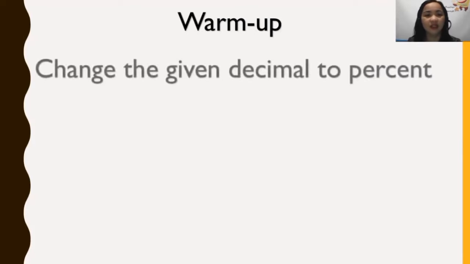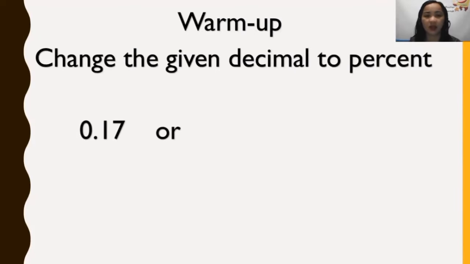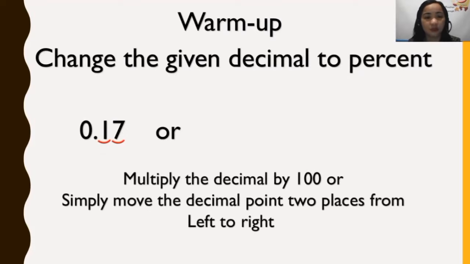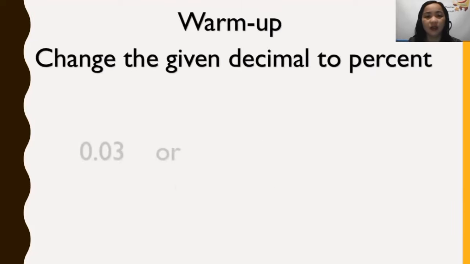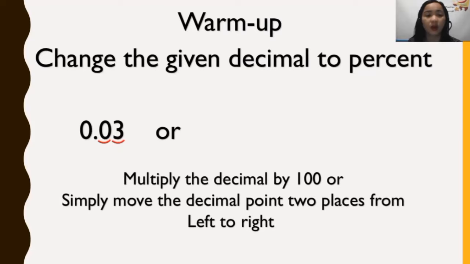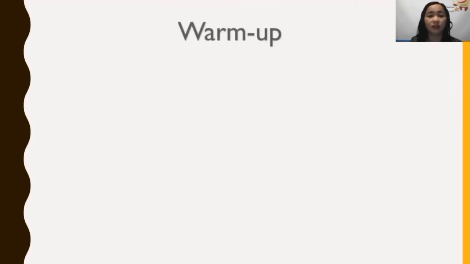Now, let's have another example, another given here. We have 17 hundredths changed to percent. That is 1, 2. Simply move 2 places from left to right. That will become 17%. Let's have another given. We have 3 hundredths. So this will become 1, 2, or this will become 3%.